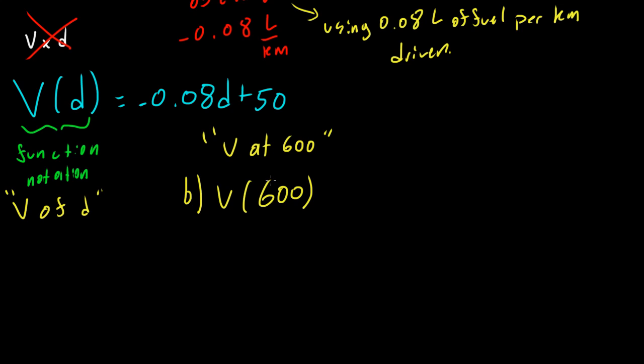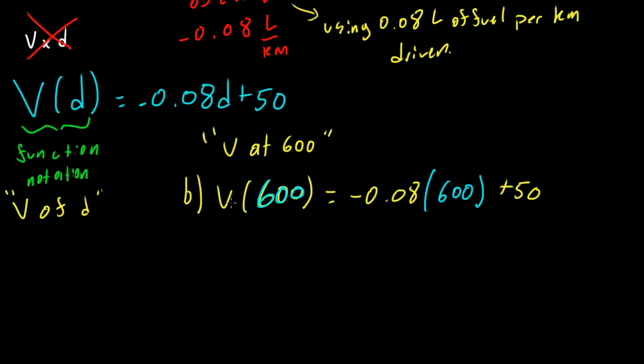So the way that we handle this is that we continue to write our equation out. I'm going to do this in a different color just so that I can emphasize what we're going to do here. We're going to still write out our same equation, but instead of writing D, we're going to write down 600 instead. And this is what the power of function notation means.